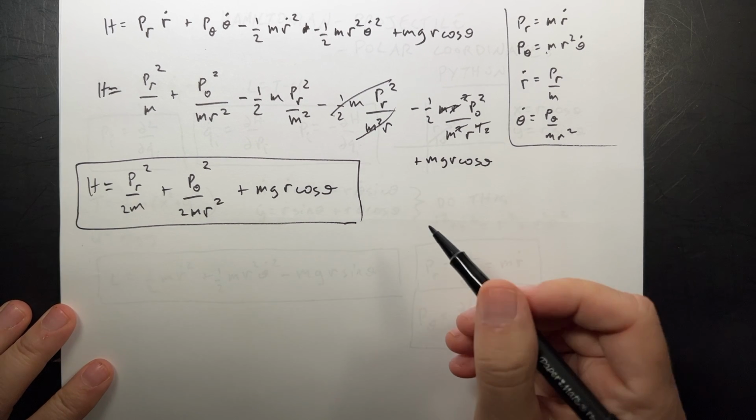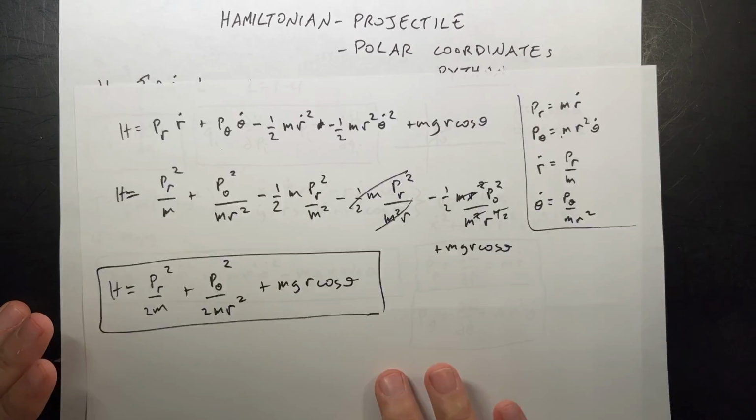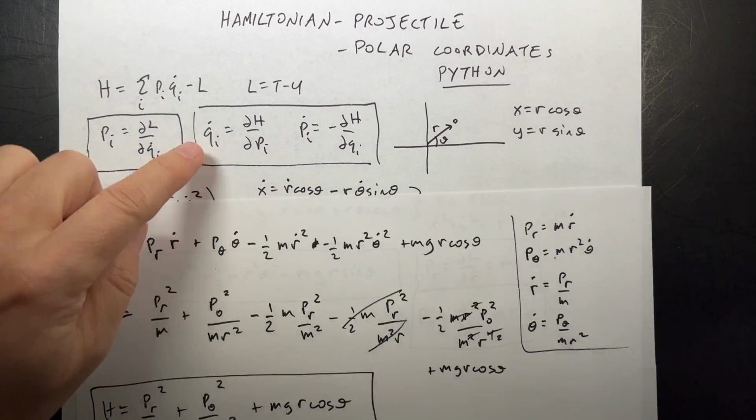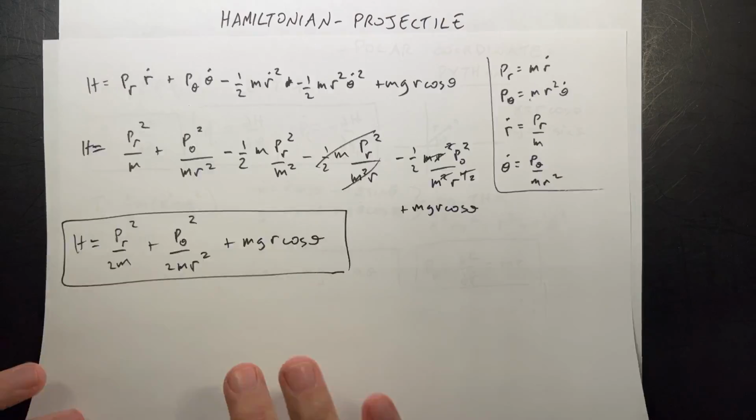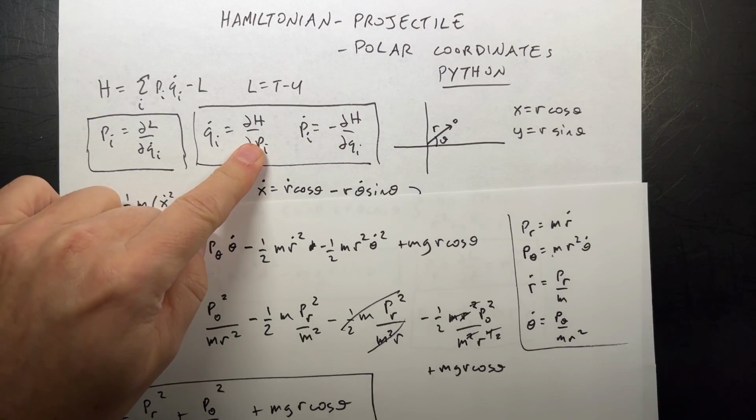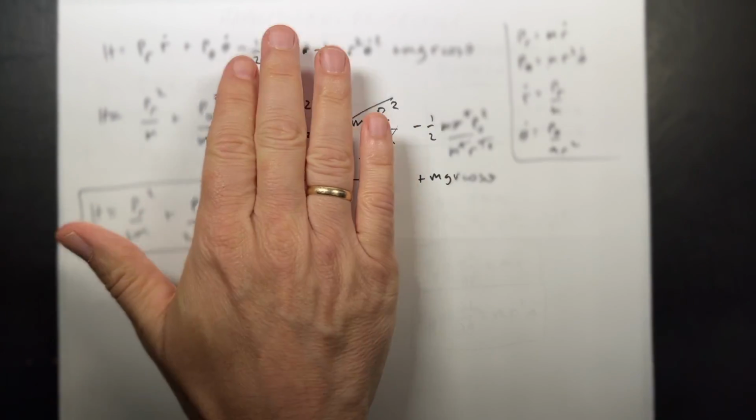Whew. Okay, so let's apply the Hamilton equations, which I wrote right here. I'm going to get 4 of them. Let's do r first. So I'm going to say r dot is the partial of H with respect to p r.